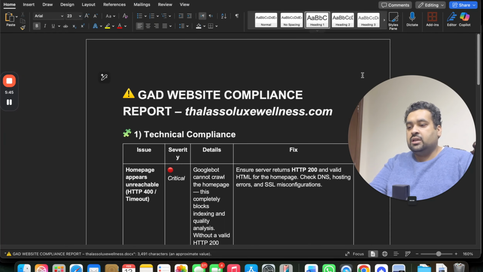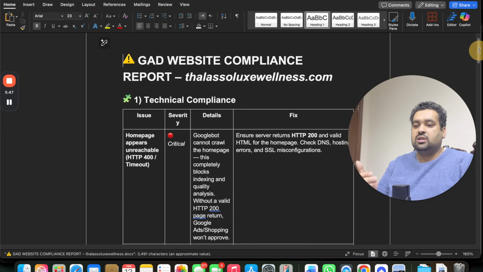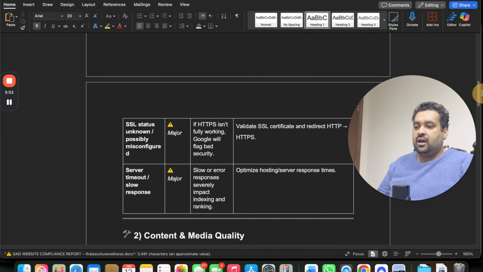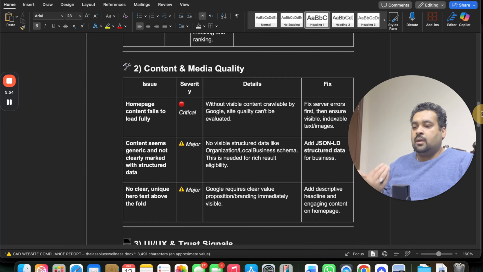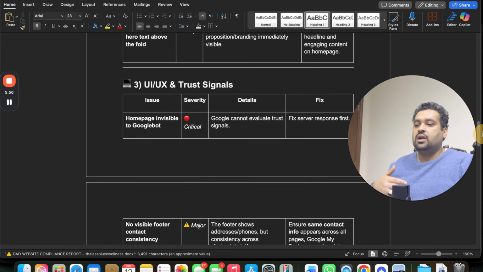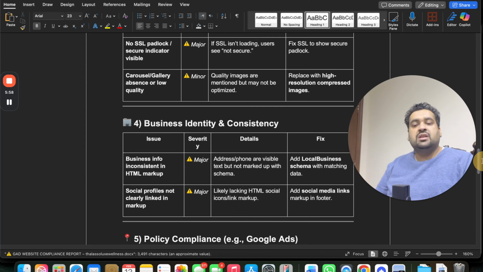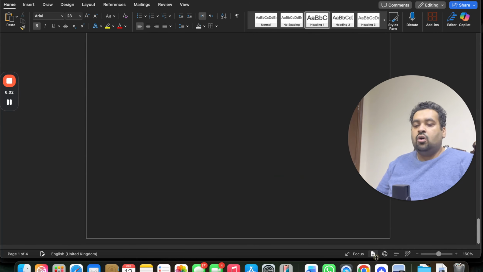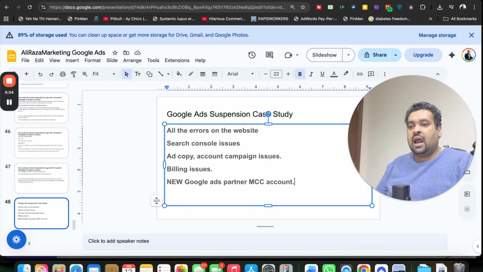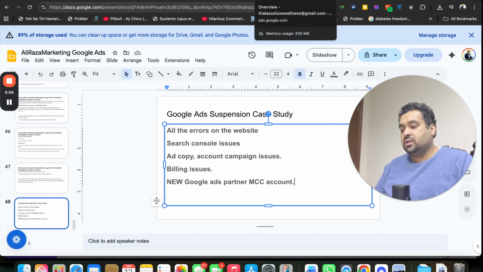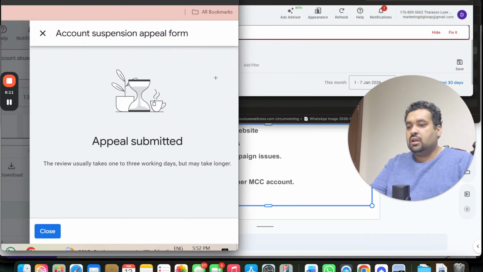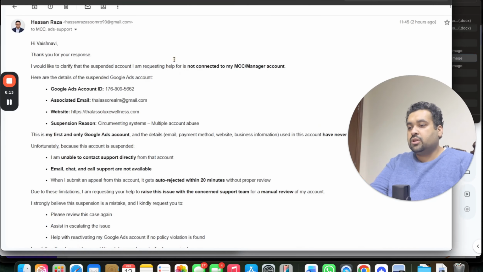After this, there was another audit where we looked around for the speed, some internal issues, robots.txt file, sitemap file, SSL, server timeout, other content, media quality, UI, UX, business identity and consistency, policy compliance with Google. All of these things were sorted out, and there was ample communication done with the team. And you may see around over here, a few discussions were also done with Google support as well regarding this.